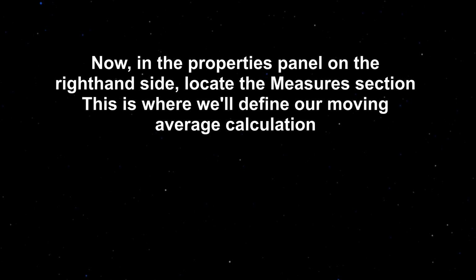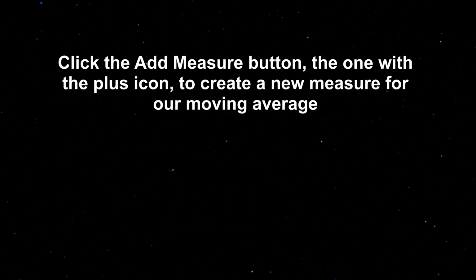Now, in the Properties panel on the right-hand side, locate the Measure section. This is where we'll define our moving average calculation. Click the Add Measure button, the one with the plus icon, to create a new measure for our moving average.